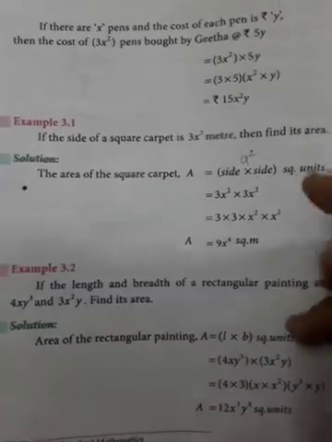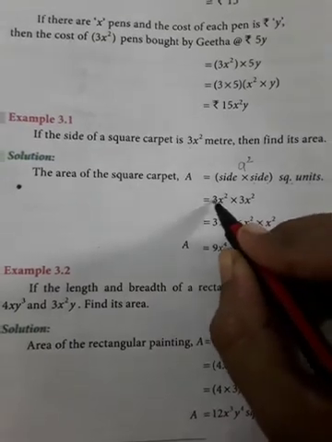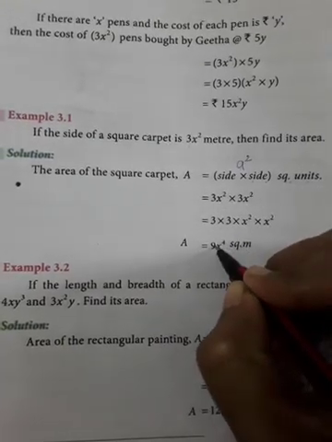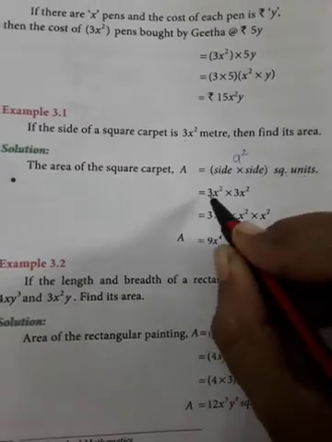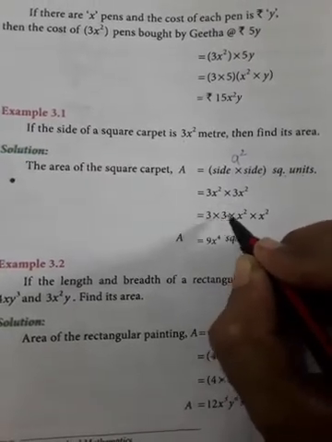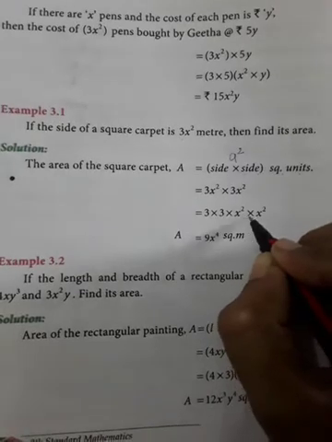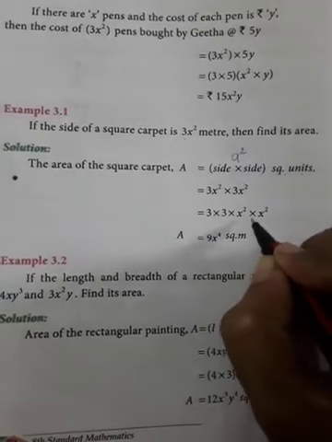Okay, so now 3 into 3 is equal to 9. Here they have given one more step. First they took the numbers, that is 3 into 3 into x square into x square.